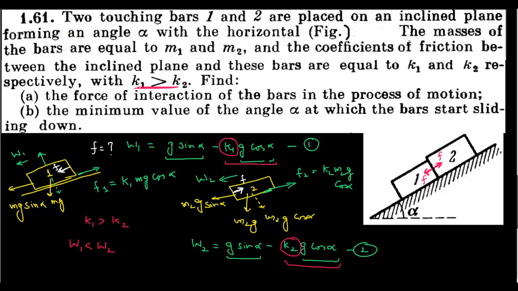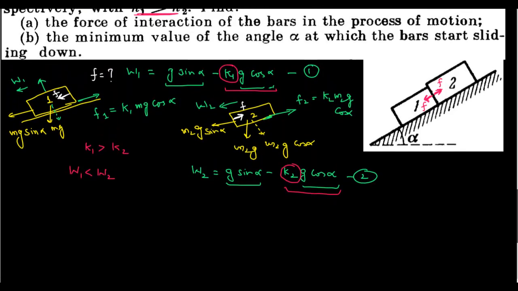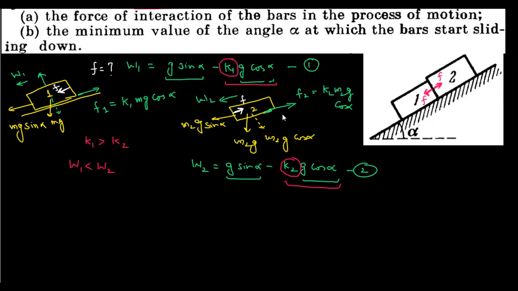For this we have to use Newton's second law of motion again, and as we have written in equations 1 and 2, we can write that m1g sin alpha minus k1 m1g cos alpha plus F, because this force is acting in this direction, along mg sin alpha, so both these forces will get added, and this force F is acting opposite to both these forces.